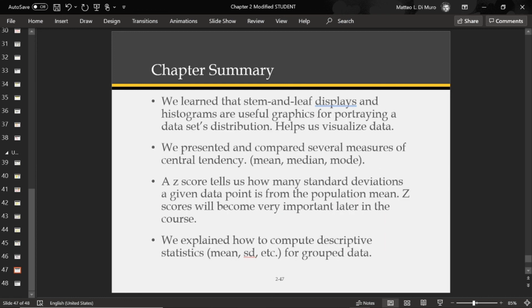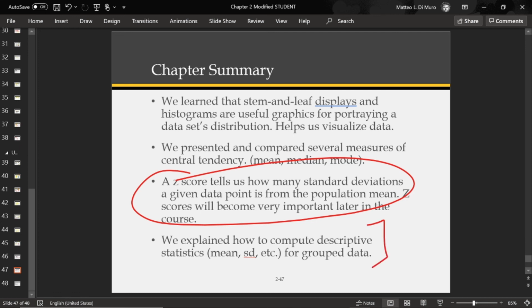Now, very important. Chapter summary. I mean, how do you summarize what we did in 4 bullets? But there it is. So you can read through those if you like. Probably, this is a really good one, like the summary of what a z-score is. So a z-score tells us how many standard deviations a given data point is from the population mean. Okay, z-scores will become very important later in the course, so I'm introducing them very early.